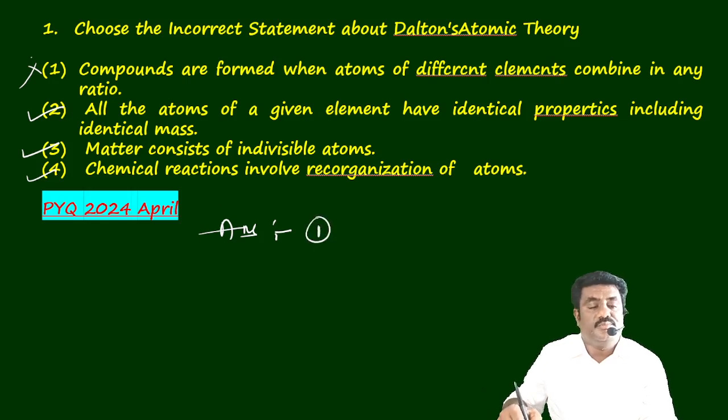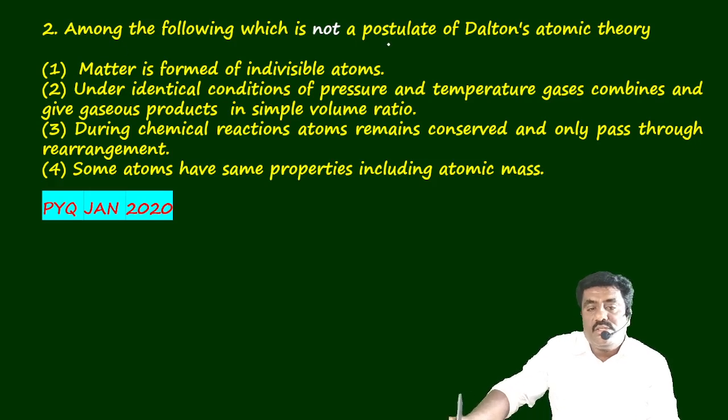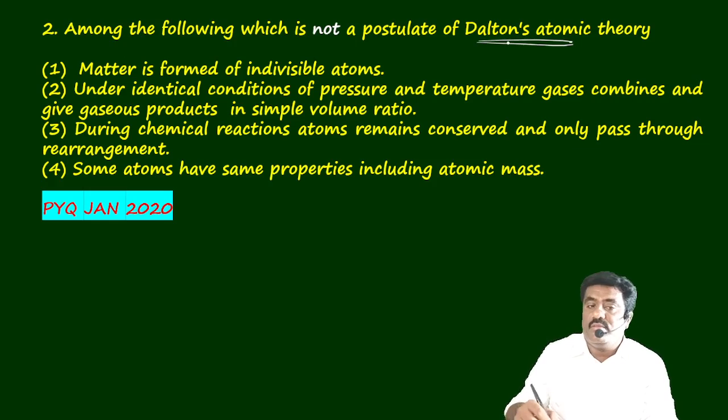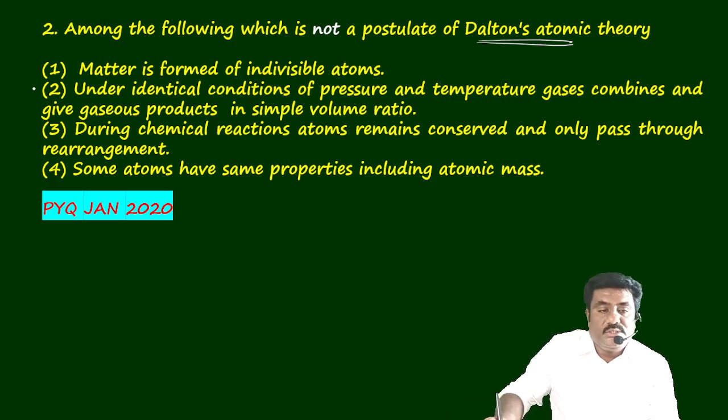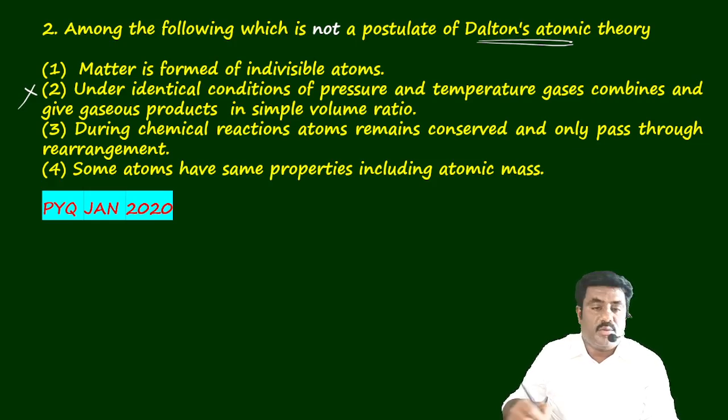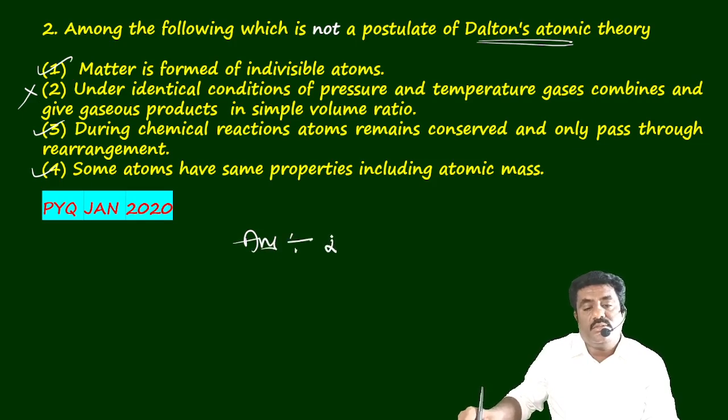Go for the next question. Among the following, which is not a postulate of Dalton's atomic theory? Matter is formed of indivisible atoms under identical conditions of pressure and temperature. Gases combine and give gaseous products in simple volume ratio. So this is not a postulate of Dalton's atomic theory. During a chemical reaction, atoms remain conserved and only pass through rearrangement. All atoms of an element have the same properties including atomic mass. So it is also a postulate. The second one is not a postulate of Dalton's atomic theory.